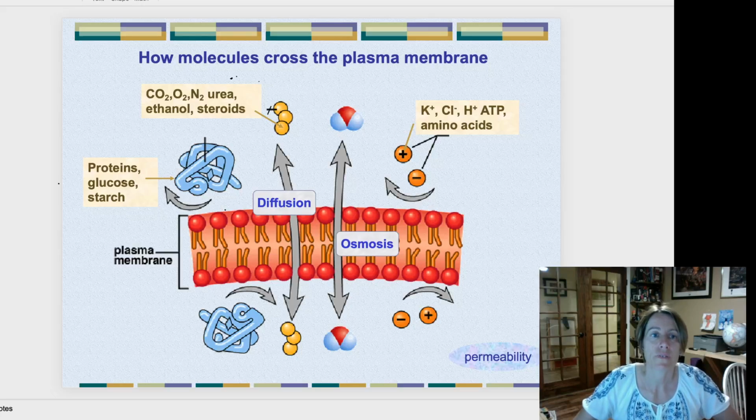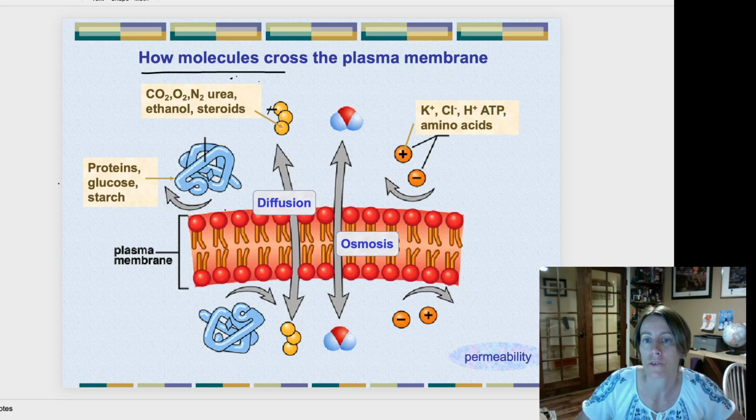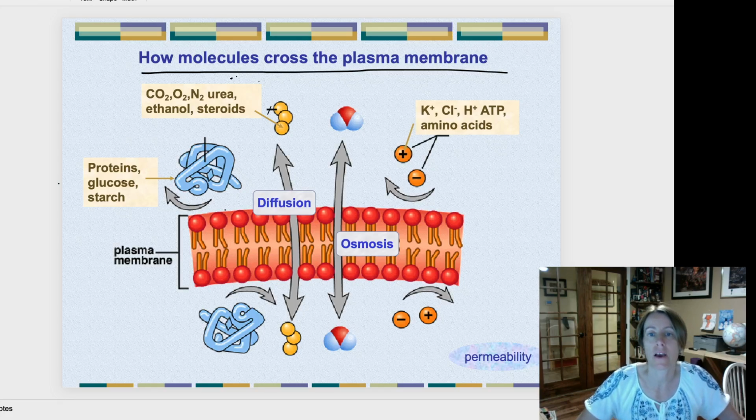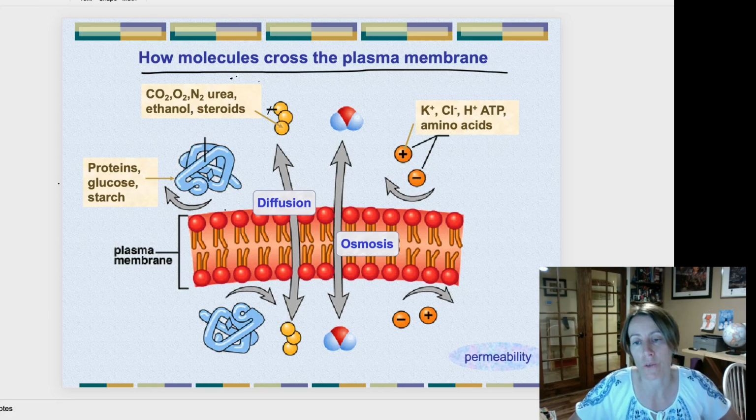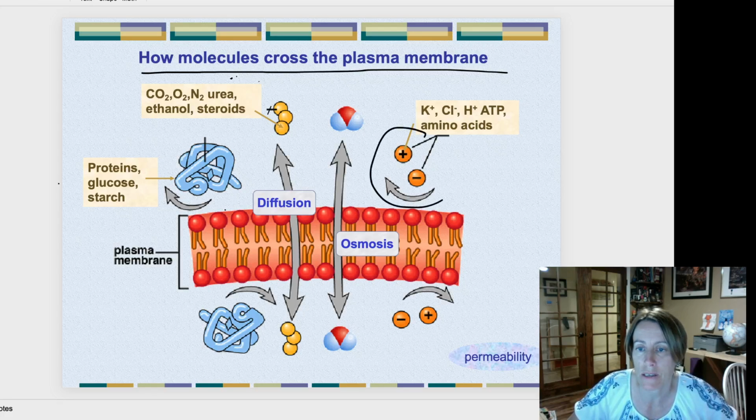All right, so this slide is looking again at how molecules cross the cell membrane. And in this particular video, we are going to focus on the molecules that cannot easily cross the membrane. So they fall into two main groups. So the first group is shown over here, and these are what we call ions.